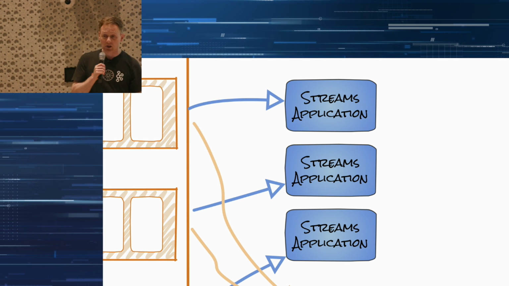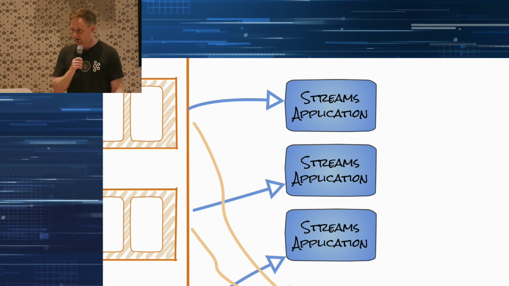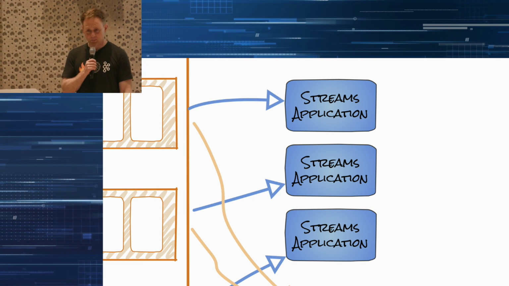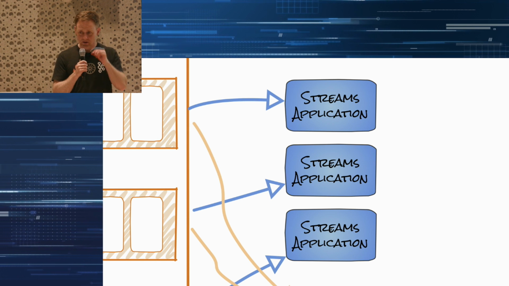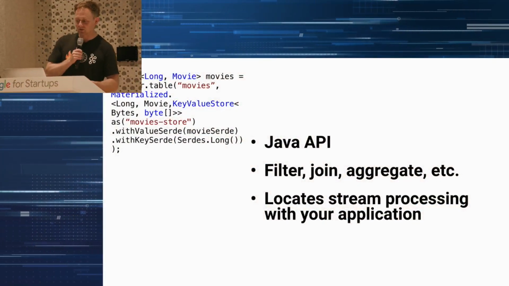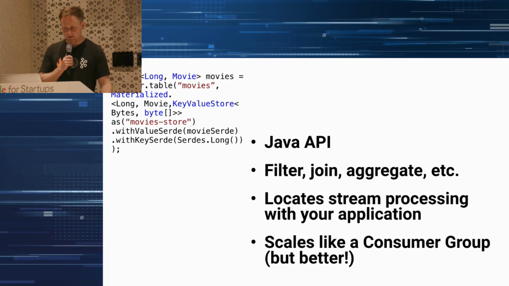You deploy that code exactly how you deploy your own Java code. Streams has no opinions about how to deploy code. So if your deployments are really lame, it does not judge you. If your deployments are really awesome, it does not get in your way. So that's Streams. The Java API does all those things we need, locates your stream processing within your application, scales just like a consumer group, but handles state.